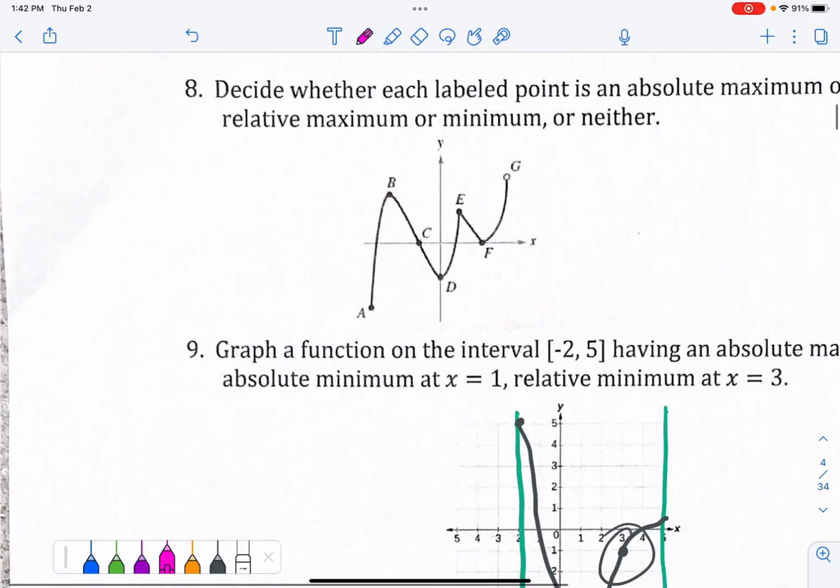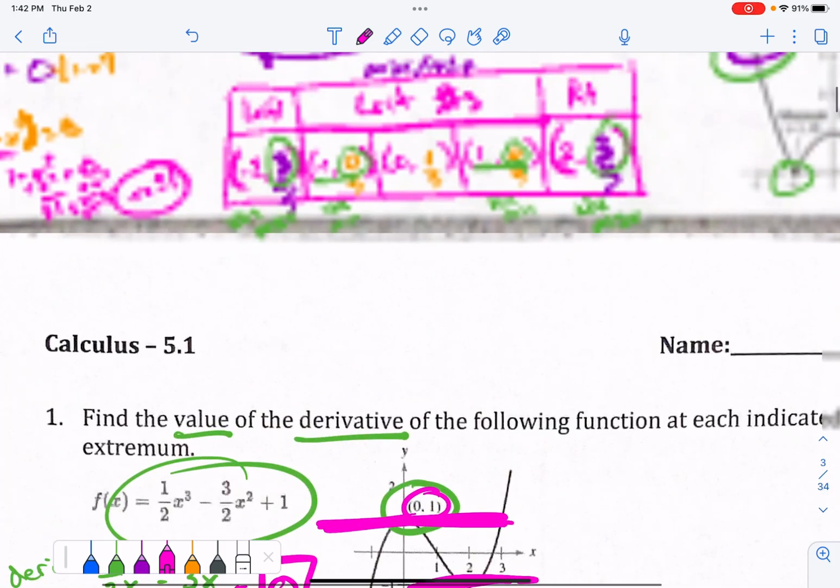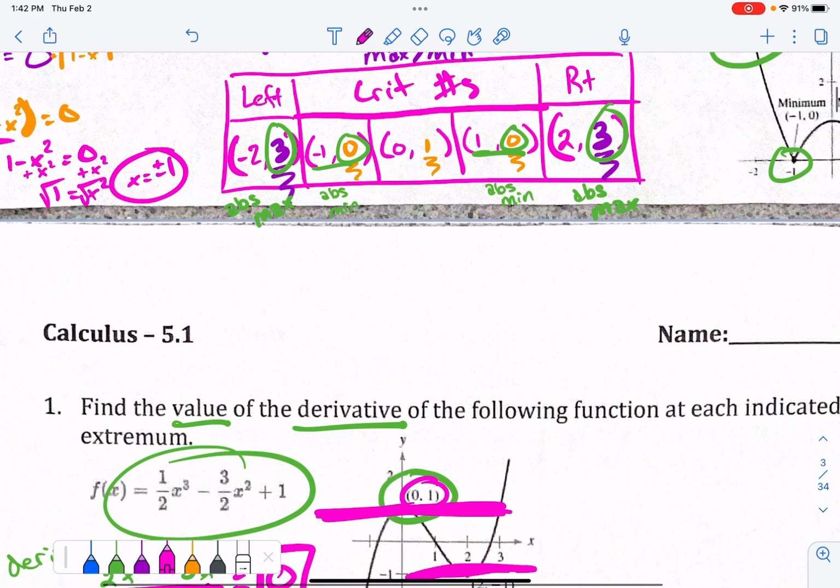How do you do 3x squared minus 3x? Find the critical number, so you set it equal to 0. You just break it down into two things. Is there something you can pull out? Yes, take a 3x out. There you go. Then x equals 0 and x equals 2.